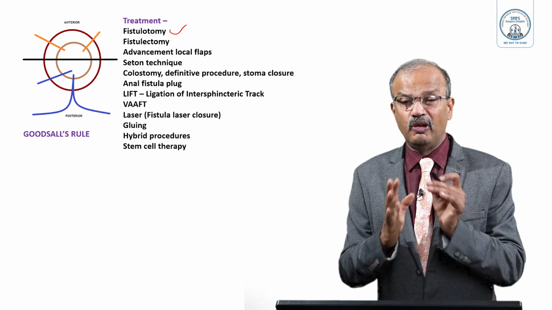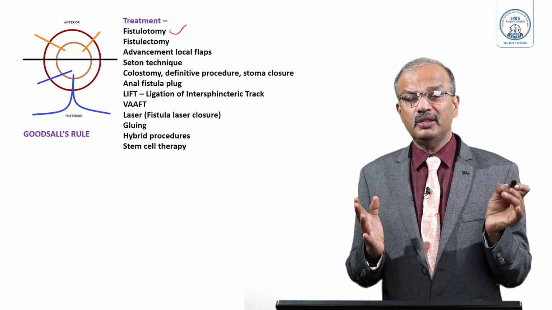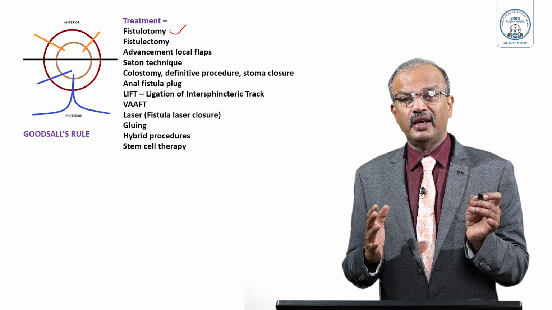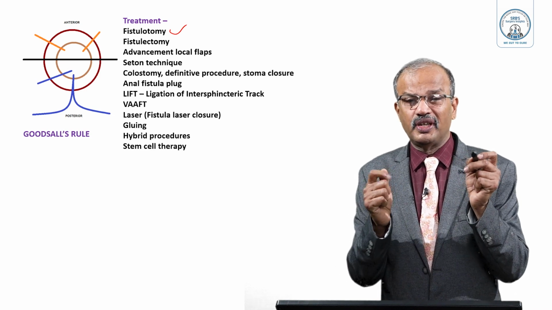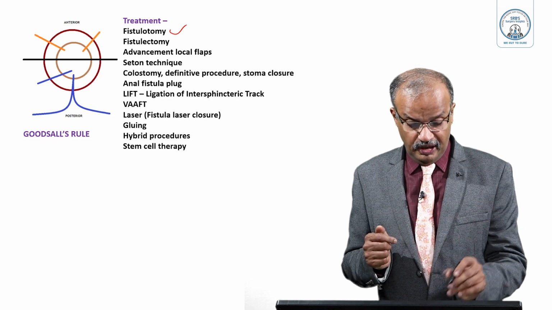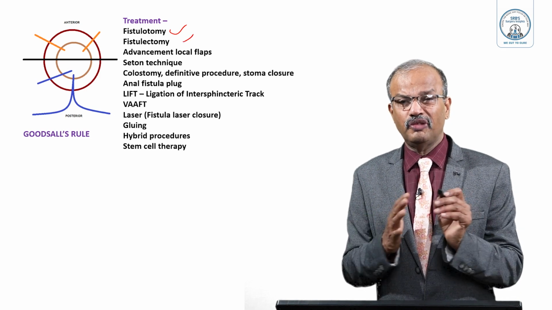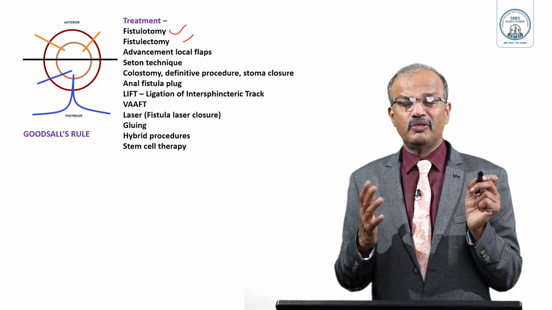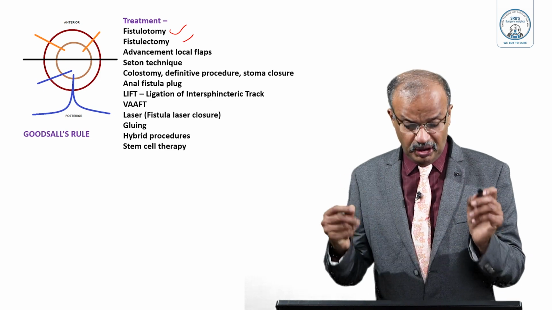Fistulotomy is laying open of the fistula. In the simple low fistula it is still the gold standard, and you can curette everything. You can marsupialize the edge so that it doesn't cause a bridging effect and recurrence. Fistulectomy, where you remove the tract, is equally effective. There is no difference in the evidence-based efficacy as such.